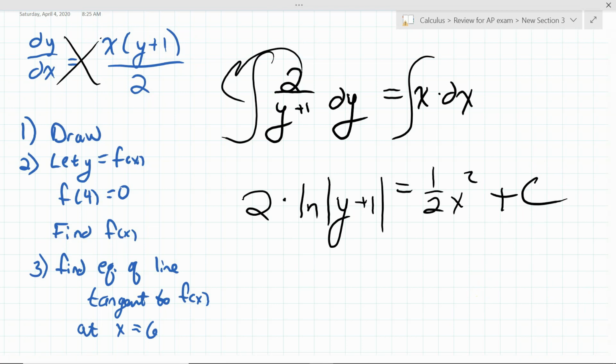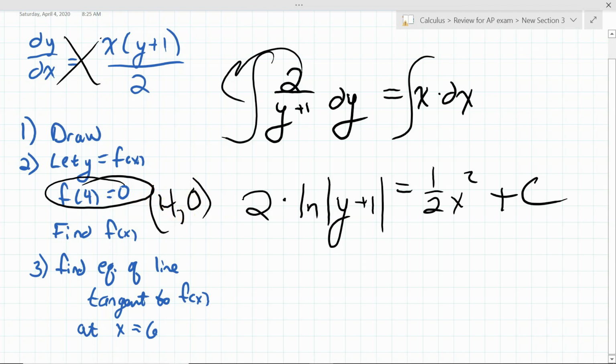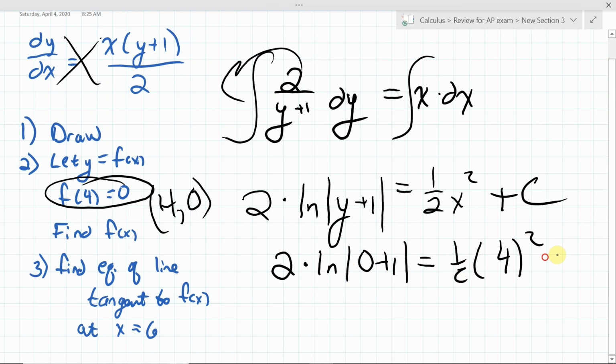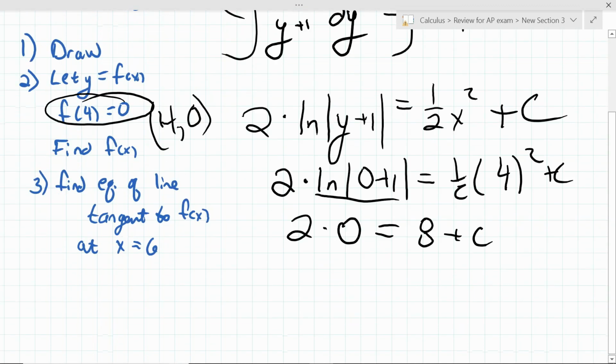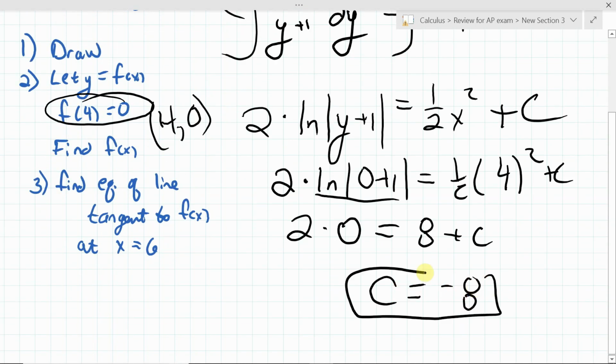Okay. So they're saying f of 4 here is 0, so basically they're telling you a point. The input is 4, the output is 0. And so here in my equation, I'd have 2 natural log of the absolute value of 0 plus 1 equals 1/2 4 squared plus c. That's the natural log of 1. E to what power is 1, so that's 0. This is 16 divided by 2, so c is minus 8.